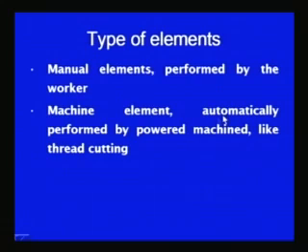Manual elements are those which are carried out by the operator using their own energy, while machine elements are those which are automatically performed by the powered machine, like thread cutting, turning or metal cutting operations.